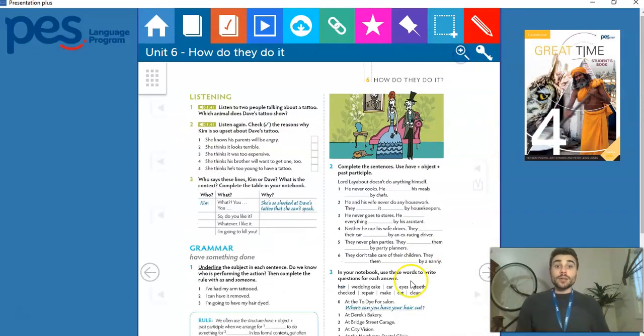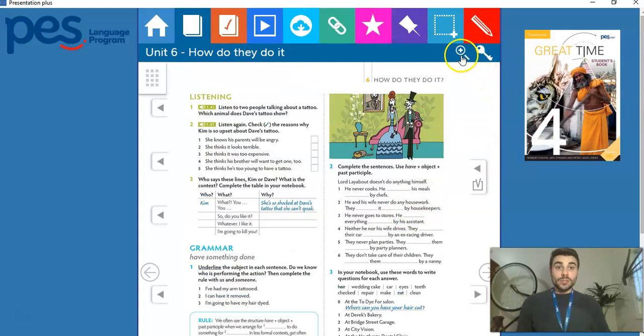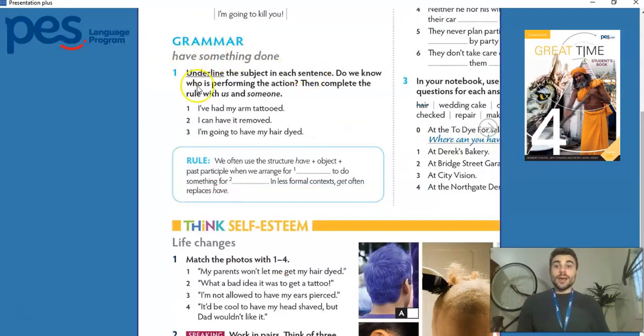Oh, for those who are with the books with them, we're working on page 59. Okay, guys? So, moving here, we have this part, grammar, have something done. In exercise 1, we have to underline the subject in each sentence. Do you remember? The subject is the person who does the action in the sentence, okay? And then we have a question. Do we know who is performing the action? Because this is important. The subject of a sentence not all the time is the person who performs the action.